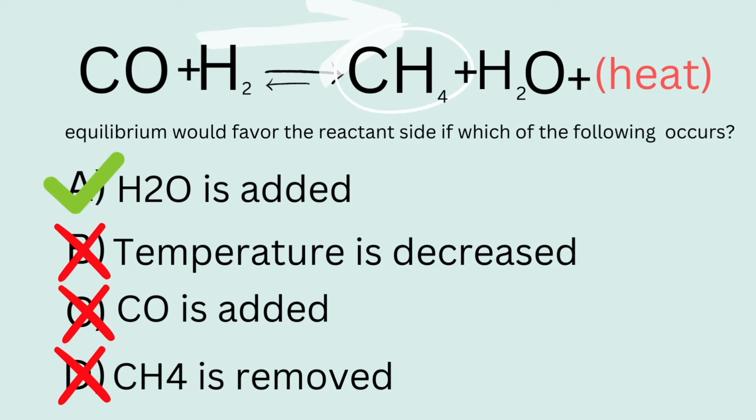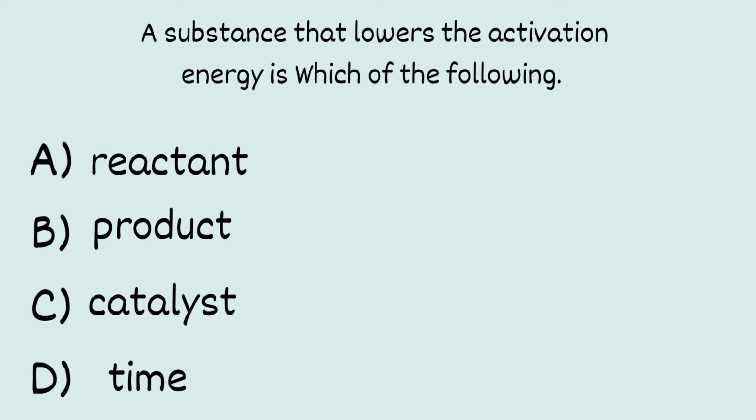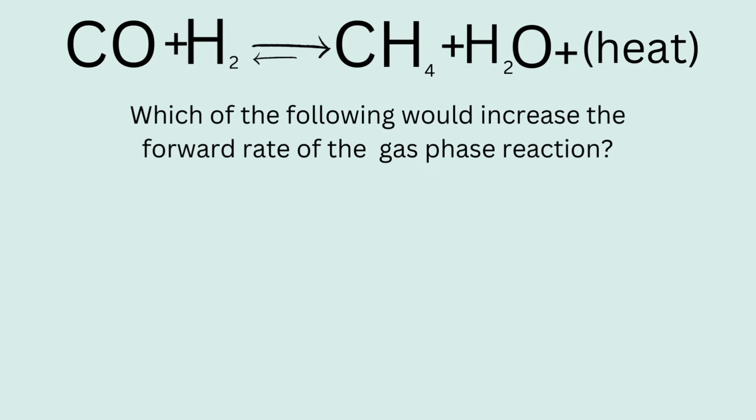Awesome. So next question. A substance that lowers the activation energy is which of the following? Our answer here is catalyst. So this question comes up a lot on the practice questions. Make sure you know exactly what a catalyst does and what it's used for and how it relates to reaction rates. Alrighty, next question. Which of the following would increase the forward rate of the gas phase reaction?